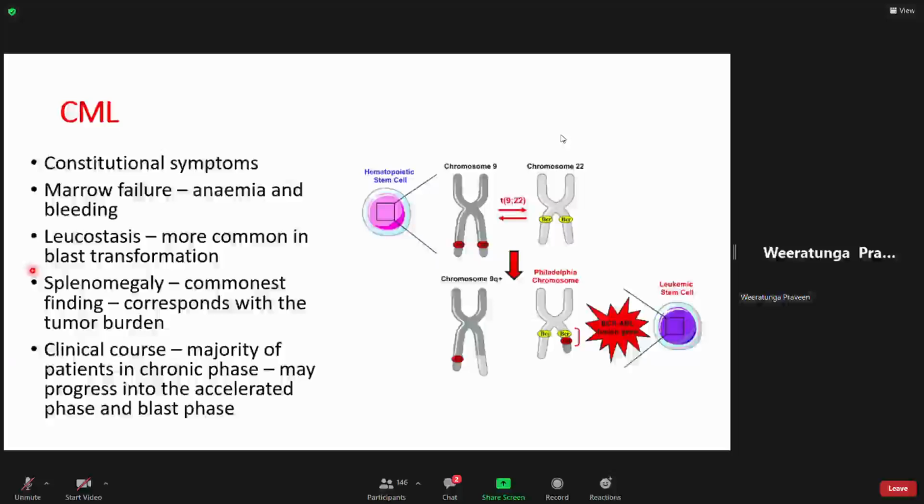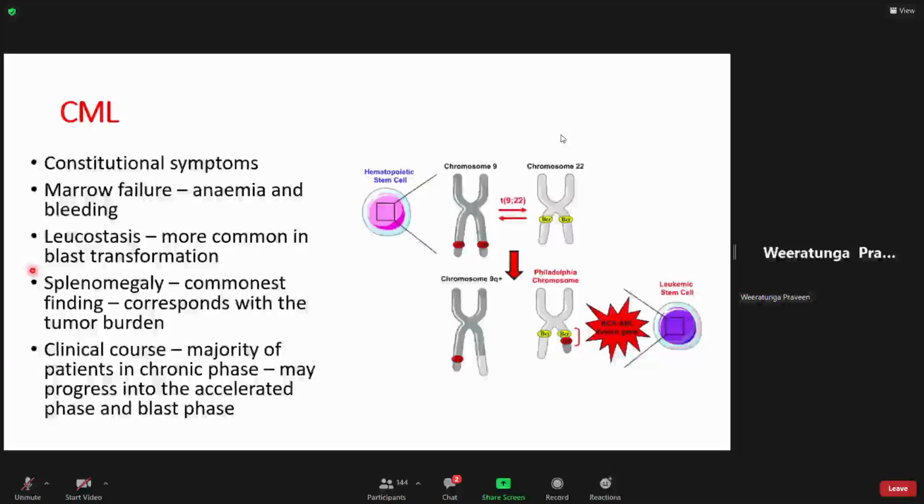Sometimes they might have constitutional symptoms like fever. Bone marrow failure is a feature because the bone marrow is full of abnormal myeloid cells. It suppresses the other cell lines, causing anemia and bleeding because of low platelet count. It suppresses the other cell types within the bone marrow. Another feature that you might see is leukostasis, increased viscosity because of the very high white cell number in their peripheral blood.